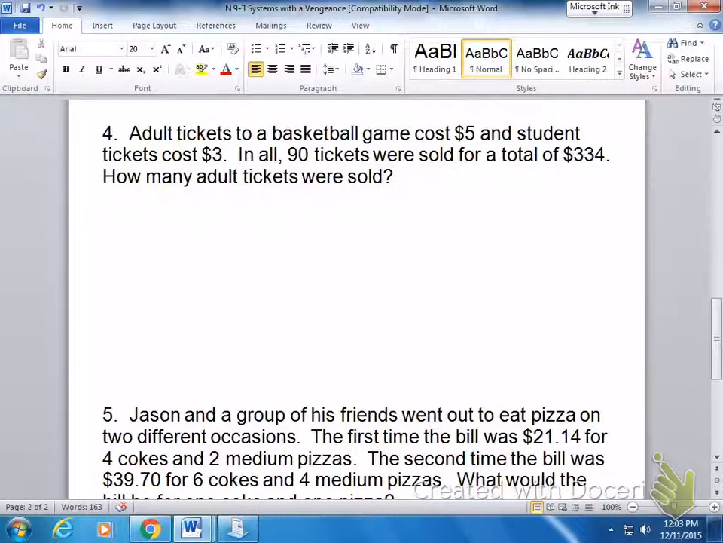Number 4 is very, very similar to a problem we did yesterday, except it's a little easier. Adult tickets to a basketball game are $5, students are $3. They sold 90 tickets and made $334. How many adult tickets were sold? So we're talking about adult tickets, so A equals adult. And I'm going to say S equals the student ticket. Now, it told us they sold 90 tickets, so if I take the amount of adult tickets plus the amount of student tickets, it should equal 90. So A plus S equals 90.